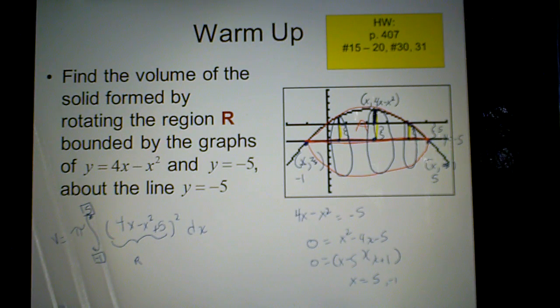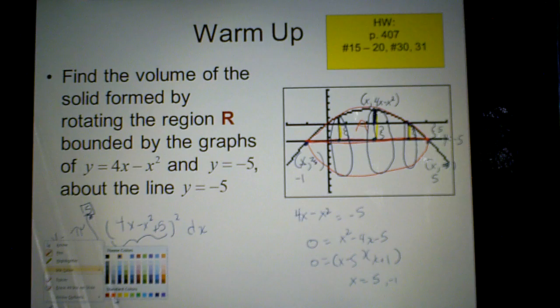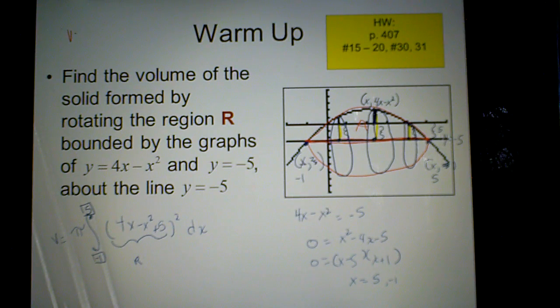And if you think about the formula I gave you before, where I said the potato chip formula was volume is equal to pi, your radius was always going to be your function, y, or f of x, however you want to say it, minus the axis of rotation. Well, when your axis of rotation is y equals -5, guess what happens when you put that in there? F of x minus -5, sure enough, becomes plus 5.